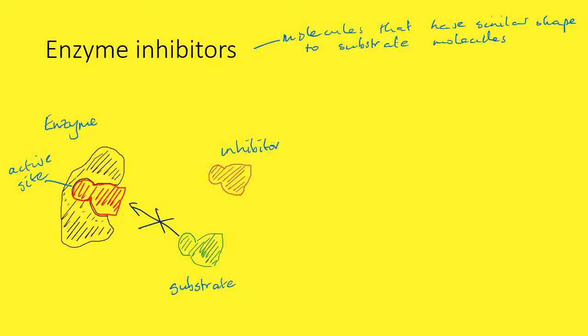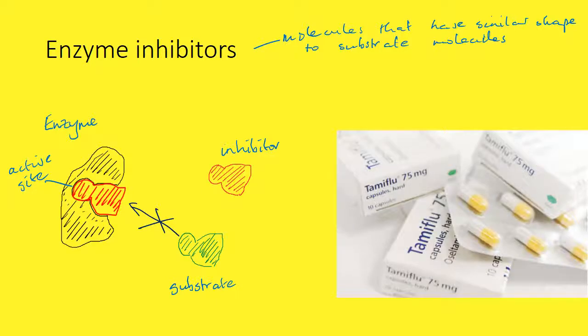I just mentioned that sometimes this is useful. It's useful in drug manufacture. For example, the drug Tamiflu, which is an anti-flu drug, works in this way, where the drug in Tamiflu acts as an inhibitor for an enzyme in the virus that helps the virus to create its cell walls. Without being able to create the cell walls, the virus can't replicate, and therefore your flu is aided.